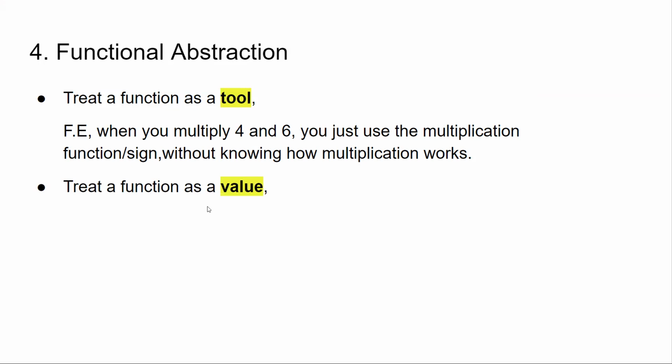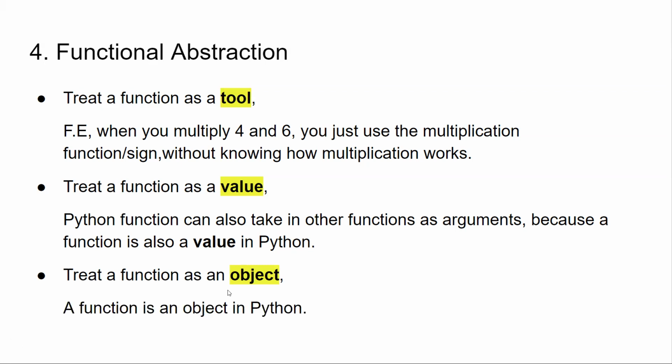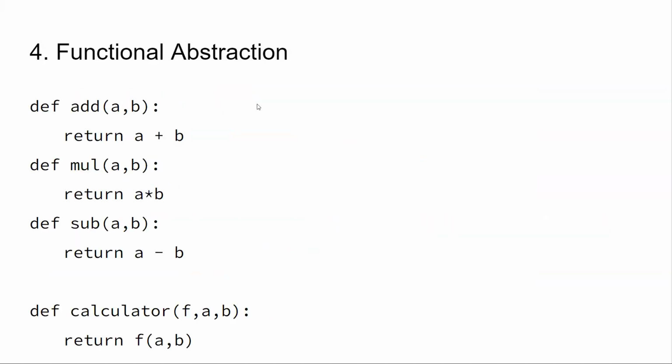And the function as a value: a function can be returned by another function and can also be taken into other functions as arguments, because a function is a value in Python. Something that can be returned can be taken into a function. And then function as an object. A function is an object in Python, as shown in the environment diagram. So we know a function is an object. So here's an example of functional abstraction.